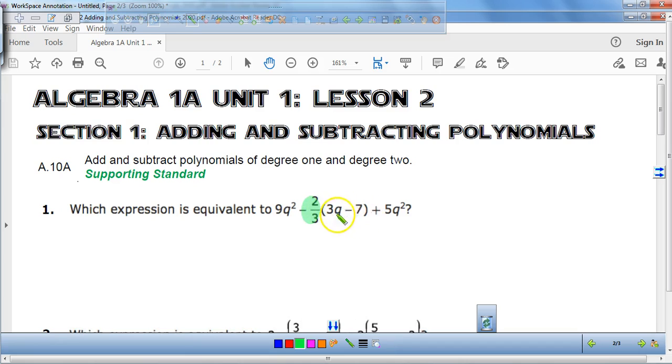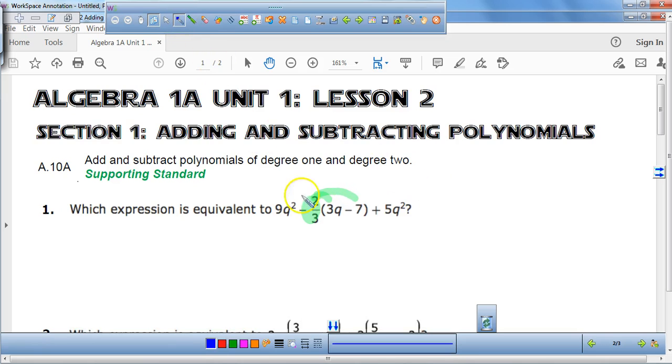Look here, can you combine anything? Since you can't, you've got to distribute it to both terms. So here we have 9q squared. And when you multiply negative 2 over 3 times 3q, it's like saying 3q over 1.